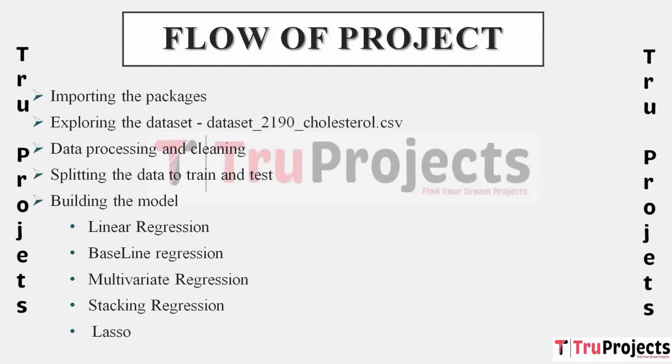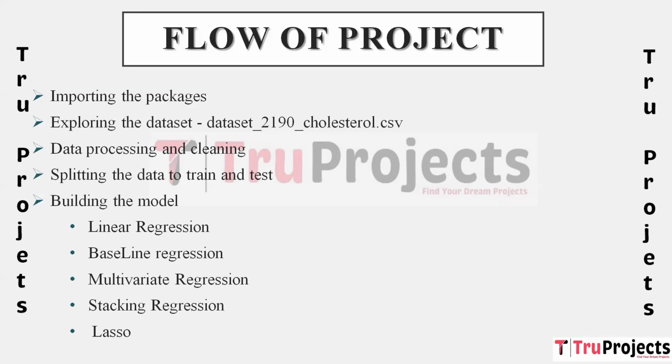Building the model, in which we have different algorithms. The algorithms which we have used are linear regression. Linear regression is used to establish a linear relationship between input features and blood glucose levels, providing a baseline model for comparison. Baseline regression. Baseline regression likely refers to a simple regression model with minimal complexity, serving as a reference point to evaluate the performance of more advanced models.